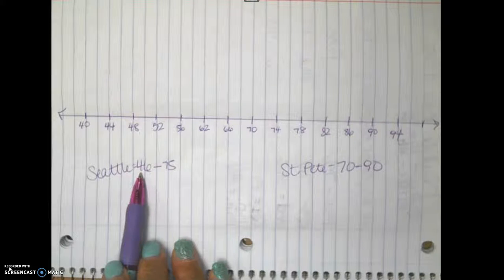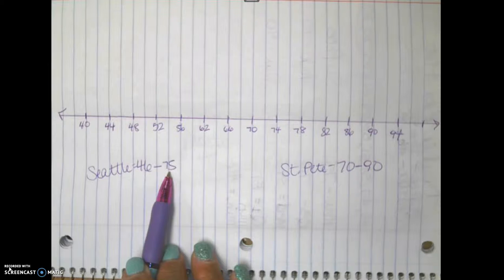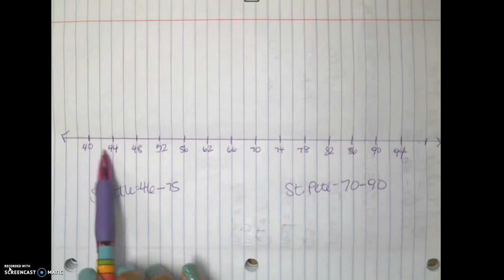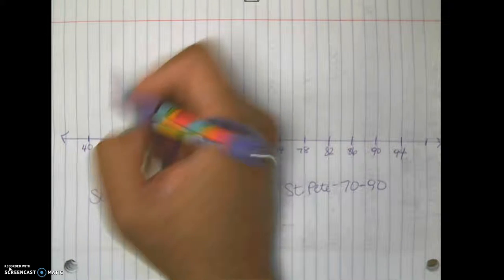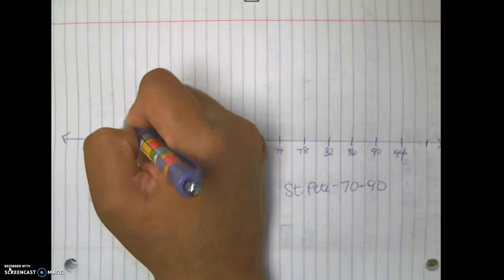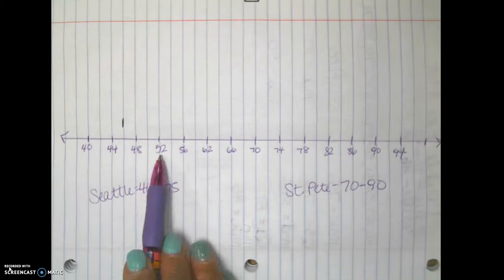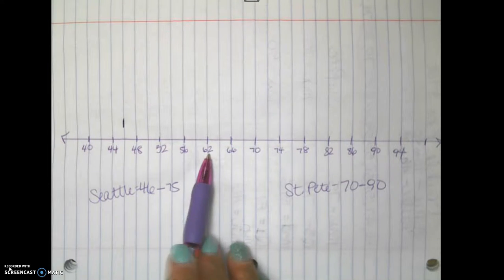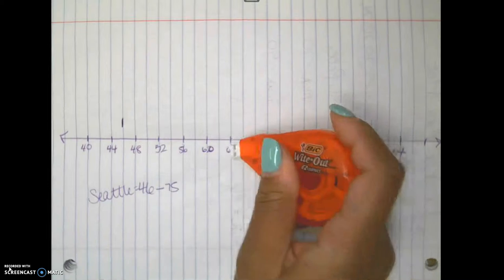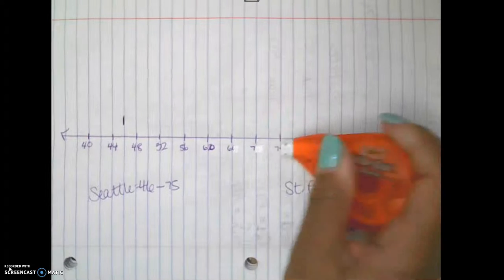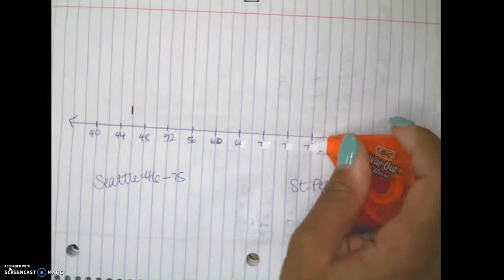So for Seattle, my minimum is 46 and my maximum is 75. So I'm going to do that one first. 46 is right here. Draw a tick mark. Ooh, thank you. 56 plus 4, this should be 60. Ooh, let's correct this. 60. Now I gotta change them all. See, y'all, Miss Starling ain't perfect.